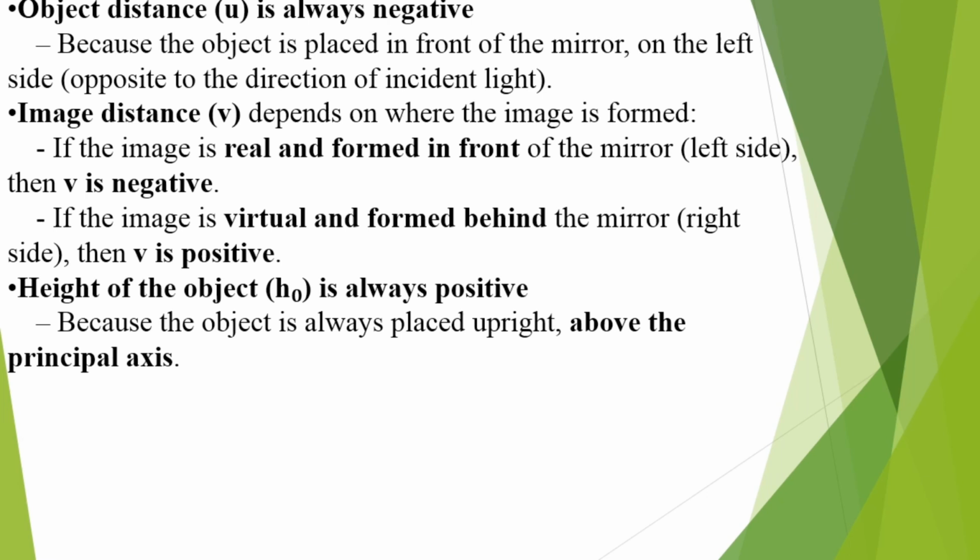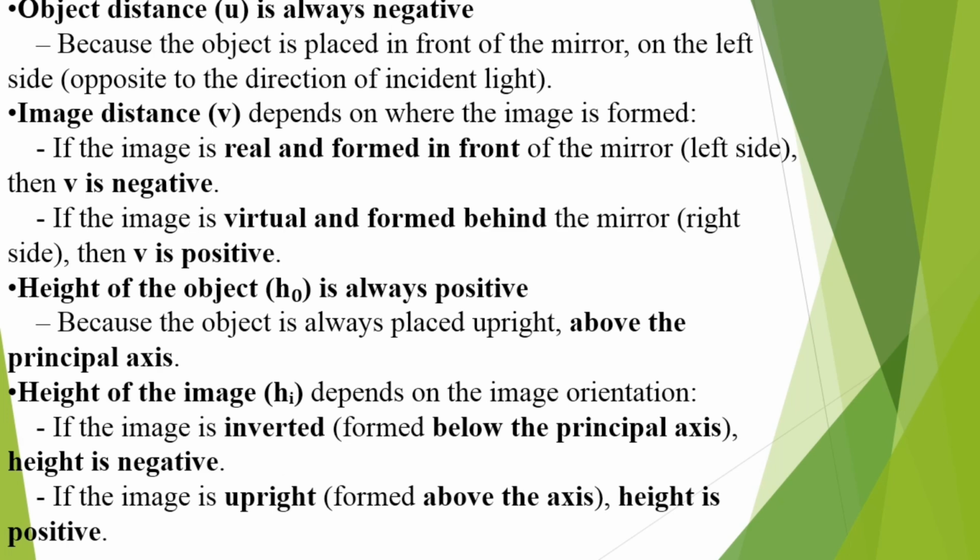What about the height? Height of the object, sometimes denoted as h naught or sometimes as h, is always positive because the object is always placed upright above the principal axis. Height of the image, hi, or sometimes referred to as h dash, depends on the image orientation. If the image is inverted, that is formed below the principal axis, height is negative. If the image is upright, formed above the axis, height is positive.